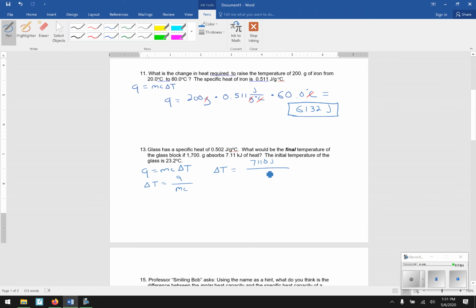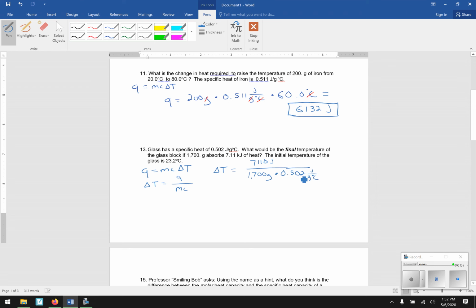So that's how many joules. We're looking for our mass. Well, 1,700 grams. And again, this has to be in grams. If they gave it to you in kilograms, you have to convert it to grams so that the units on the specific heat match up. Times the specific heat, which is 0.502 joules per gram degrees Celsius.